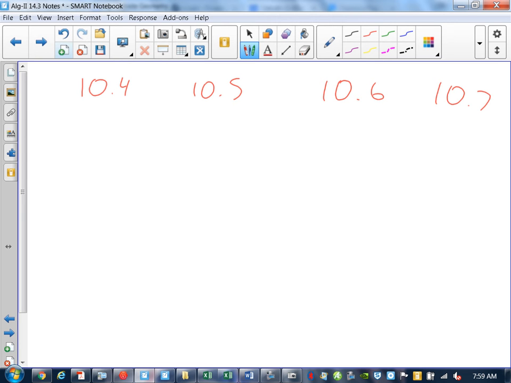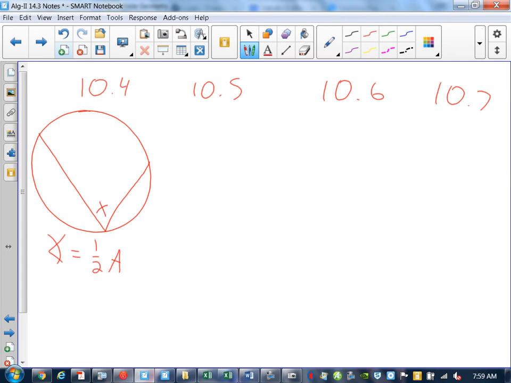Since I don't memorize which sections are which, I'm just going to kind of use this one. Oh, inscribed angles. Well, we've been working with inscribed angles. That's not a big deal. 10-4 is your inscribed angles and polygons. Your angle is equal to what? Half the arc. So your angle equals half the arc. That's where we got with 10-4.